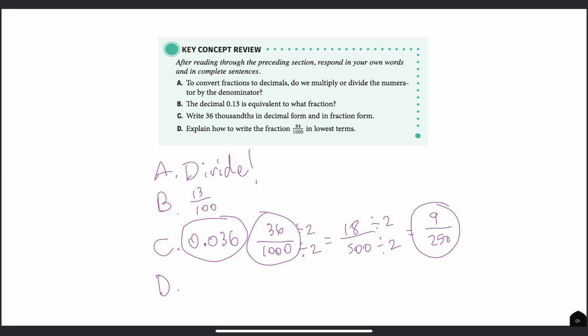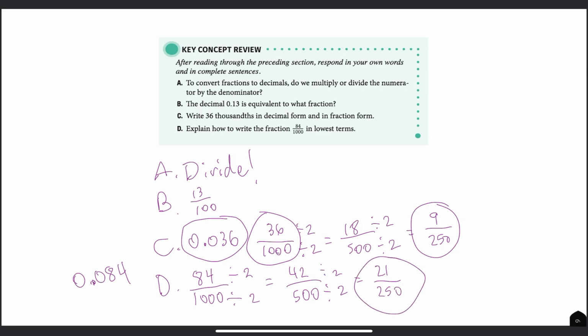D, explain how to write the fraction 84 1,000ths in lowest terms. Well, other than writing it as a decimal, which is then already kind of simplified, if we want to keep it as a fraction, I could simply reduce. So I want to reduce it by, let's say, 2 to start. And of course, those are both still even, so I'll divide by 2 again. And now I've reduced it as much as it can.